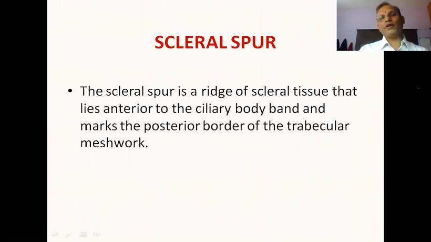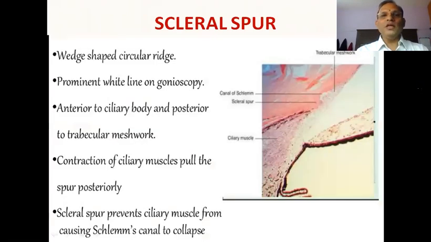At the end of the trabecular meshwork, the ciliary body, a scleral spur starts. Here you can see it is a wedge-shaped circular ridge. It is a prominent white line on gonioscopy. It is anterior to the ciliary body band, and the contraction of the ciliary muscle pulls the spur posteriorly.